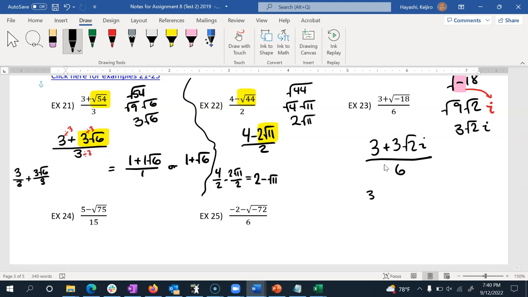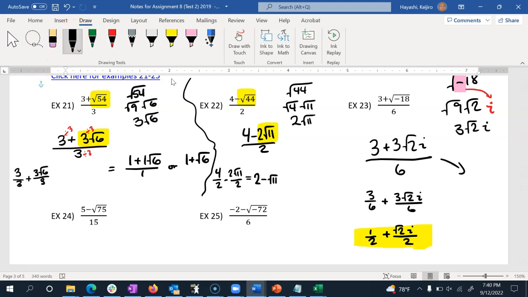Again, you could split this up: 3 over 6 plus 3 square root of 2 times i all over 6. And you could say that that reduces to 1/2 plus square root of 2 i over 2. That's definitely an answer.